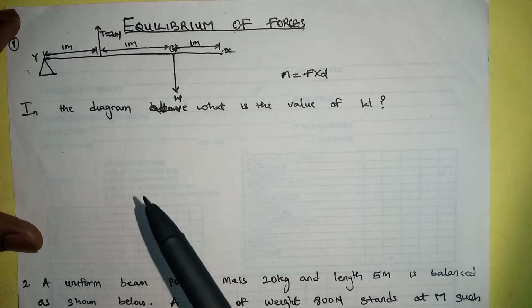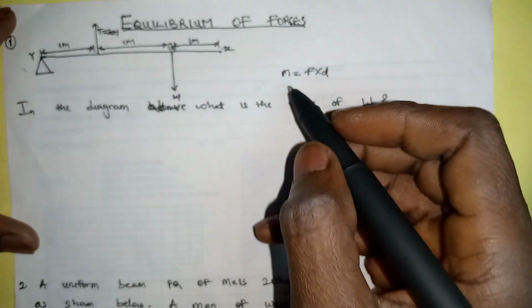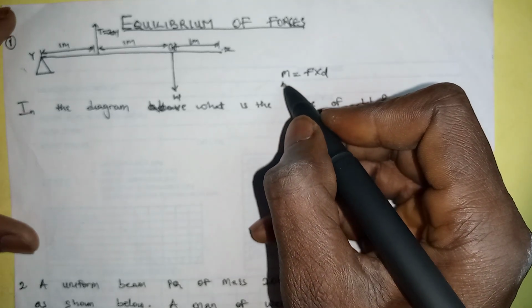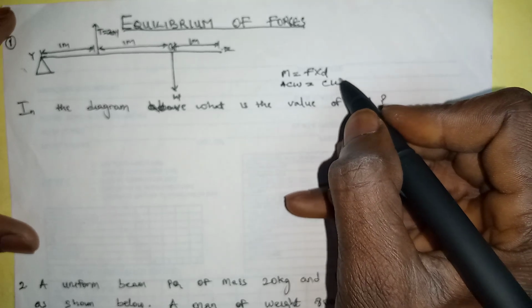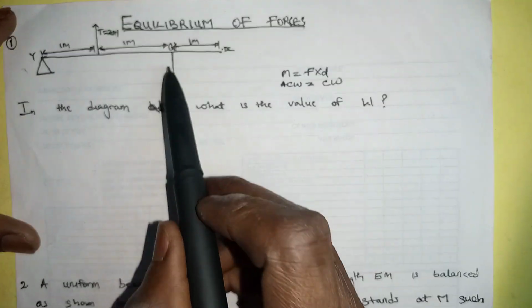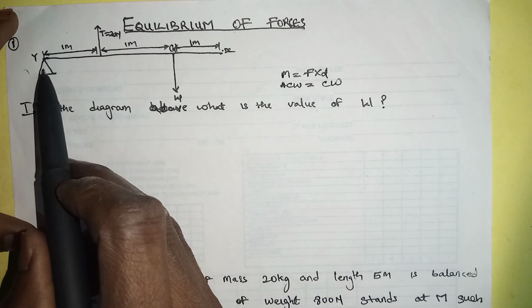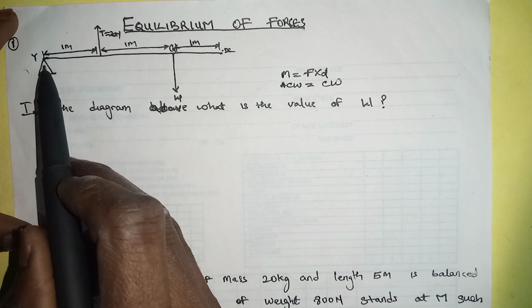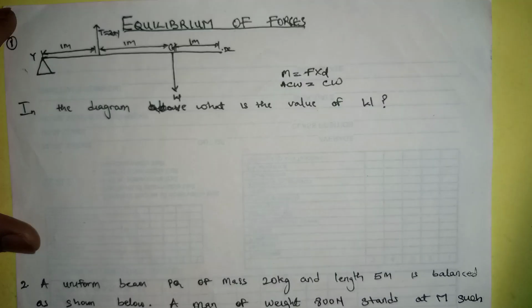If you want to approach any question based on this equilibrium of forces, the moment must be equal to force multiplied by the distance, and also the sum of the anti-clockwise direction must be equal to the clockwise direction. That is the clockwise and the anti-clockwise direction. Also you need to take note of the pivot. That is the point of the rotation. You need to take note of this point of the rotation.